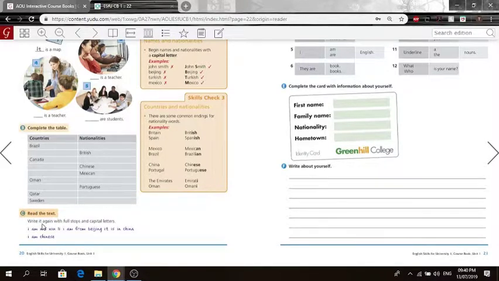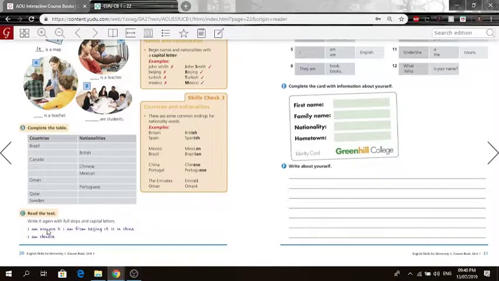C, sorry. Write it again with full stops and capital letters. So basically, what you want to do is at the beginning of every sentence, right? It always starts with a capital letter, right? And the name of a thing, a place, a person, they all start with a capital letter. So I will be capital, right? The name of obviously a place, China is a place, so capital. Beijing is also a place, so B capital.